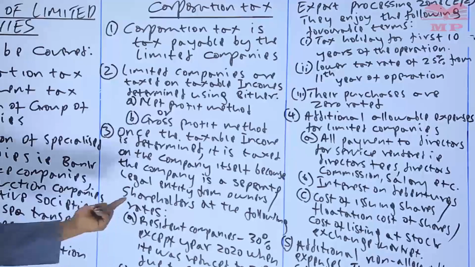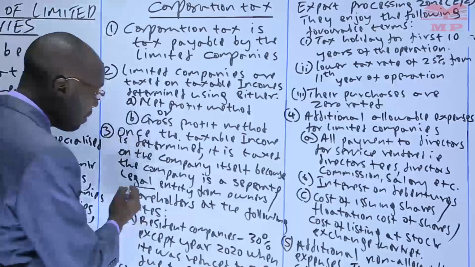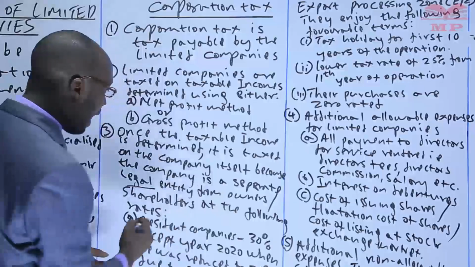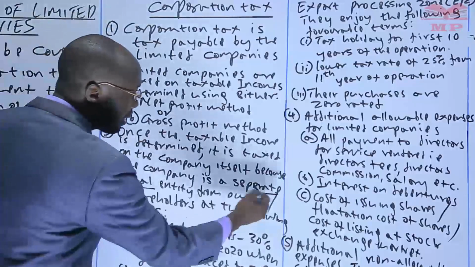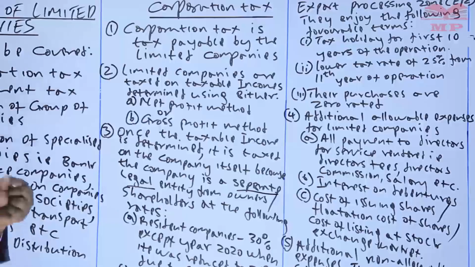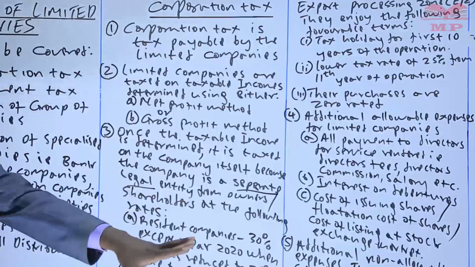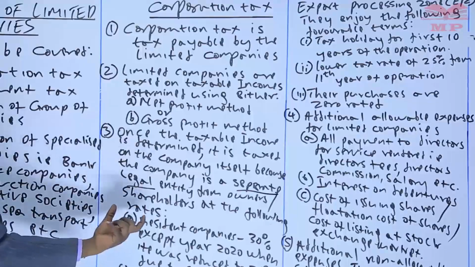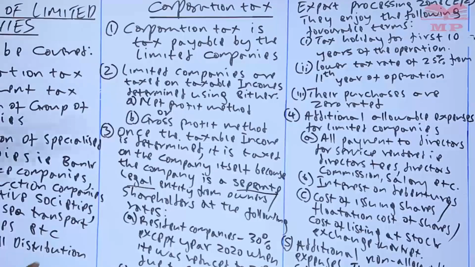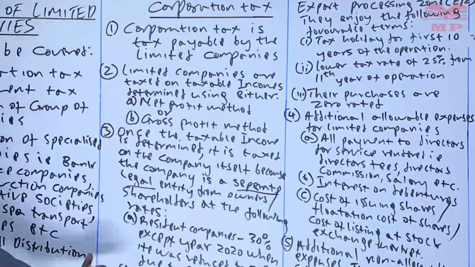But here, the company is a separate legal entity, meaning the owners and the company are two different entities. So you determine the taxable income of the company, don't tax it on the owners, don't tax it on the shareholder, tax it on the company itself. So how do you tax it on the company? We are saying it depends on these points.